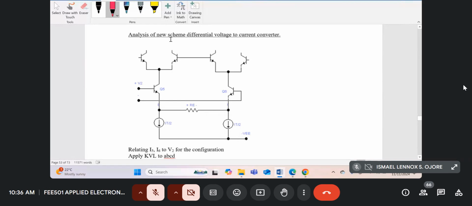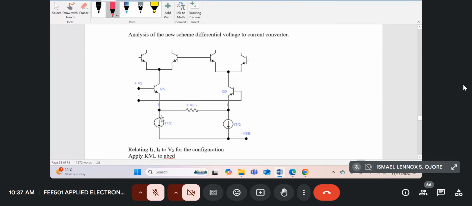I've called it analysis of the new scheme. Analysis of the new scheme: differential voltage to current converter. We are calling it a differential voltage to current converter because the currents are the currents in the collectors of Q5 and Q6, and the voltage is the voltage V2. So this is case one, where you can see I've removed the emitter resistance R1. There's no R1 over here. There's only that 35K, which is RE. I'm calling it RE over here.